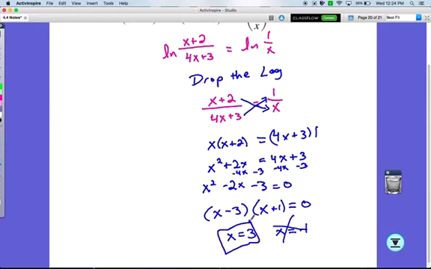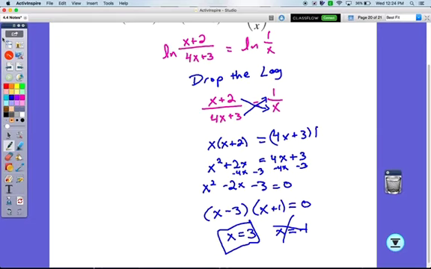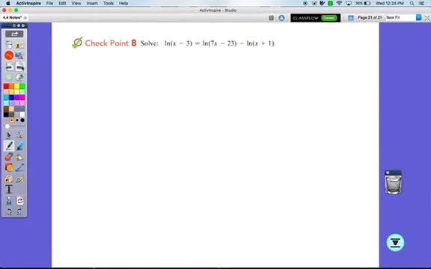All right, see if you can do that last checkpoint. So pause it out. All right, here we go.